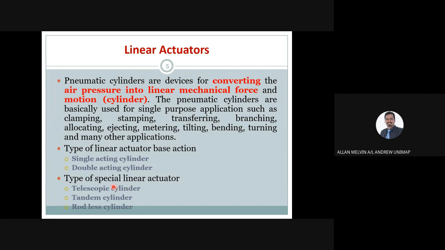And we also can have special linear actuators, because sometimes in industry, you need to do a unique kind of work, something very unusual. Then you can have specially designed actuators, specially designed cylinders. So like the telescopic cylinder, the tandem cylinder, the rodless cylinder. So all these special linear actuator cylinders are based on demand. So if the company is willing to buy, the company is willing to pay a lot of money, because normally the special linear actuators are expensive. Okay, because special edition things will usually be expensive, right? So all this will be expensive, but single acting and double acting cylinders are normally available.